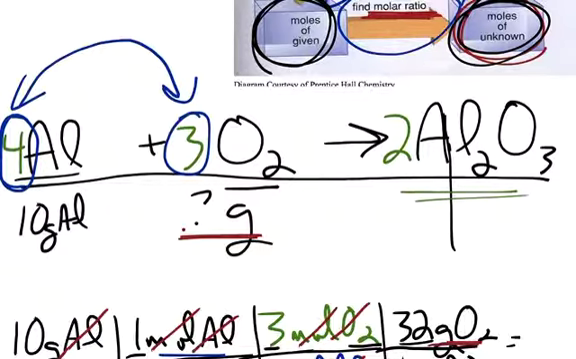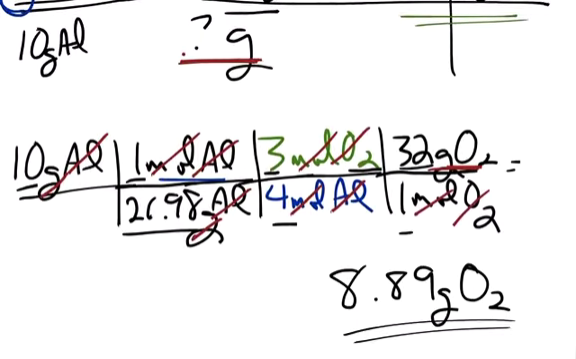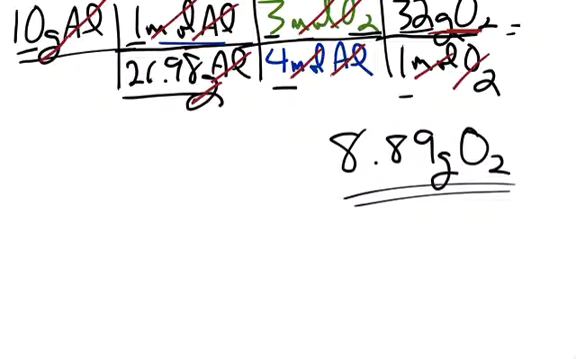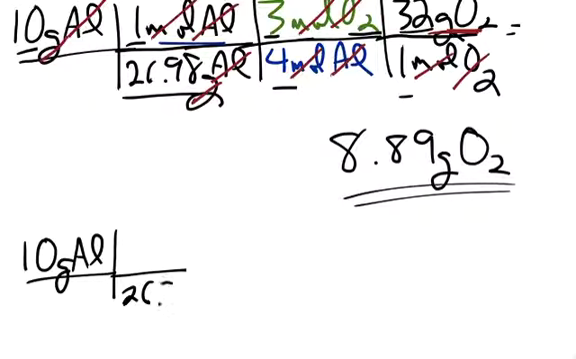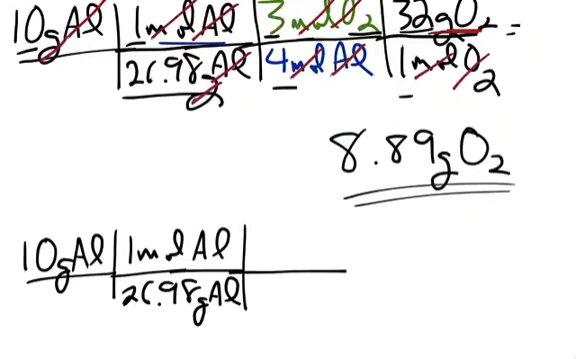Now we could also solve this to find the amount of aluminum oxide that we'll make. So let's do that as well. I'm going to start again with what I know: 10 grams of aluminum. The first thing I have to do with my grams of aluminum is convert it into moles. 26.98 grams of aluminum. So I solved for how much oxygen I needed. Notice this first step is going to be the same. We also have to convert into moles.